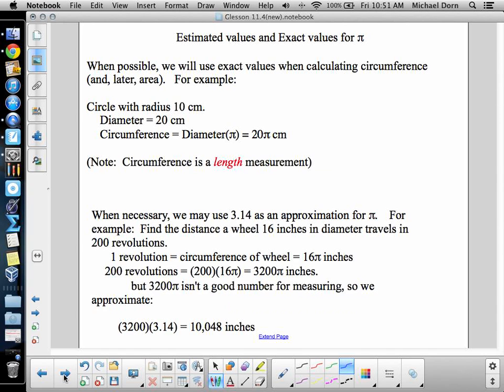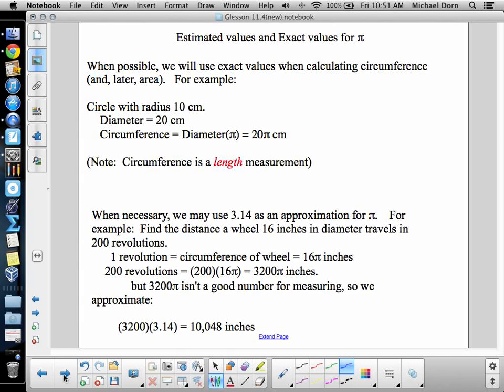And this is kind of a summary of that. A circle with radius 10 centimeters, the diameter is 20. The circumference is diameter times pi, or 20 pi centimeters. Now, also note, circumference is a length measurement. It is not an area measurement. It's not centimeters squared or meters squared or inches squared. It's a length measurement. We're measuring how long it is. When we do have to estimate pi as a decimal, we generally just use 3.14.